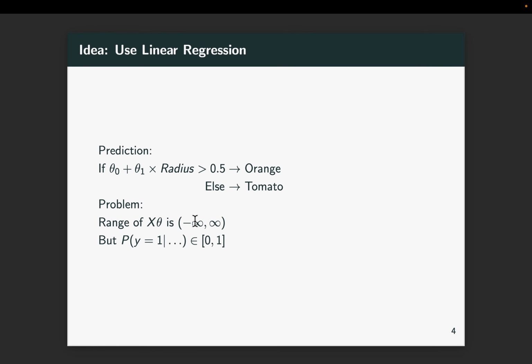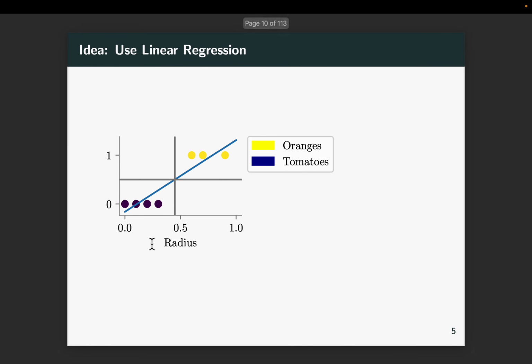But given x theta is in the range minus infinity to infinity, we can't really encode that as a probability. So that's the first problem. Second, let's look at this initial data set. In this data set, it still seems fine to use linear regression. Let's forget about the fact that it's beyond 0 or 1. Let's assume that you're clamping it to 0 and 1.